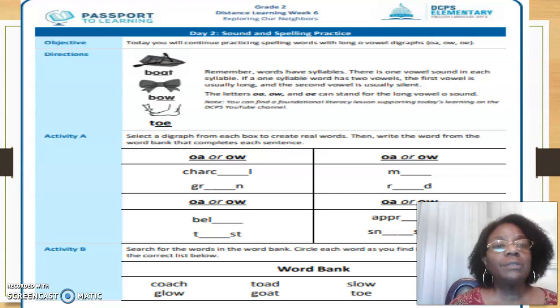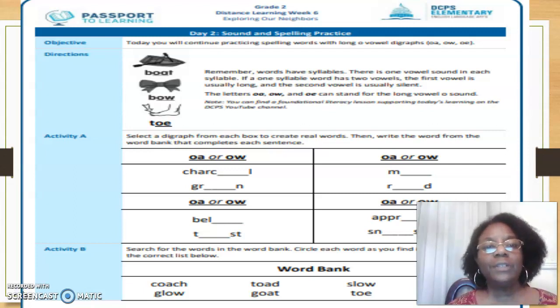So your directions for the first activity are to select a digraph from each box to create real words. Then write the word from the word bank that completes each sentence. All right, so your first section, you have two columns, and you're going to look at those long O spellings and put the correct spelling in the blank. It should take you maybe 2 minutes, so we're going to pause and let you finish that.